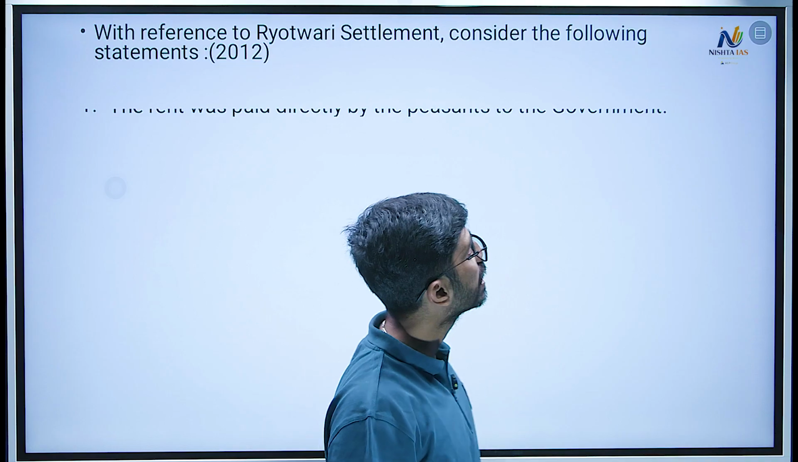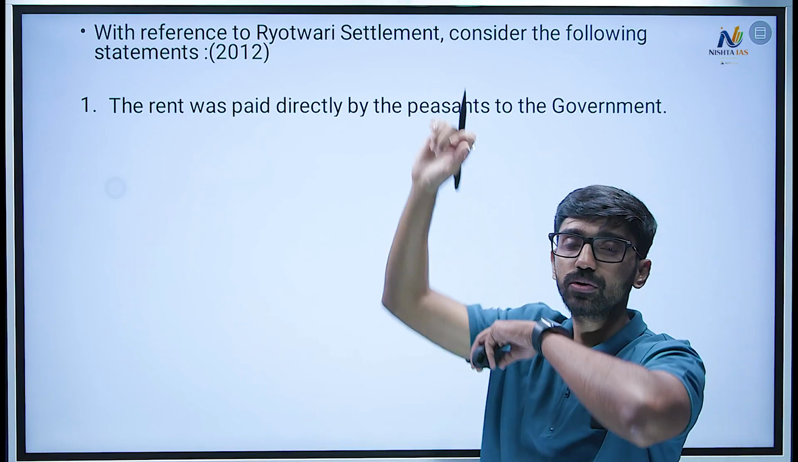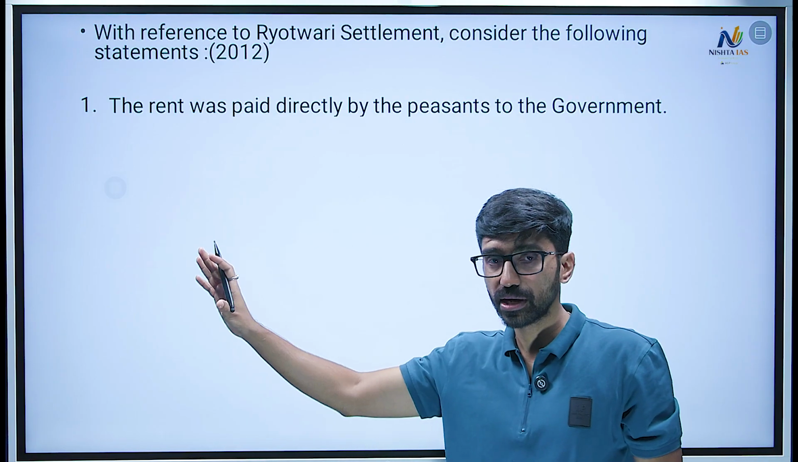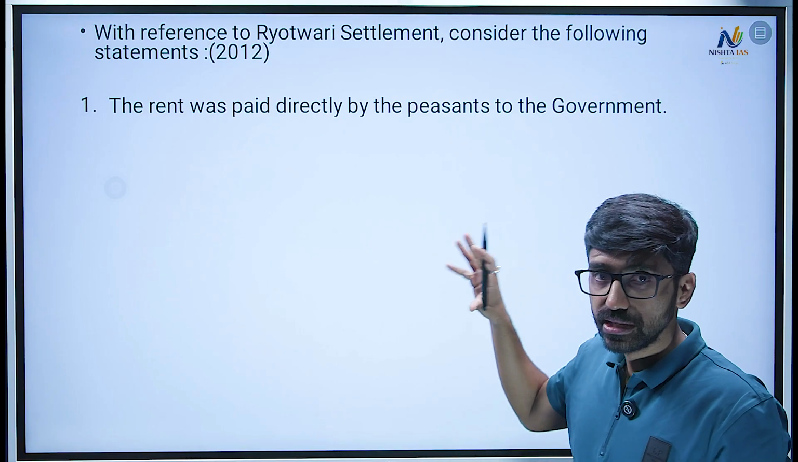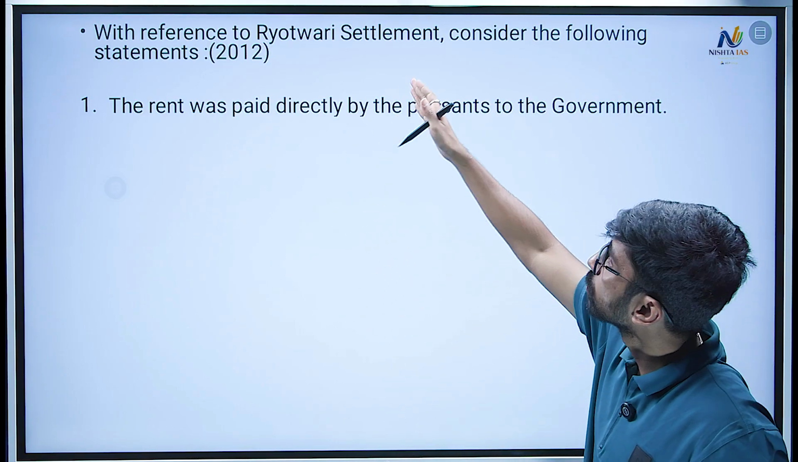Now, another area we are coming into is the land revenue settlements. Of course, one area we finished: British imperialism, the occupation. Now British colonialism, particularly the land revenue systems. A few questions were asked and also repeated with reference to the Ryotwari settlement.